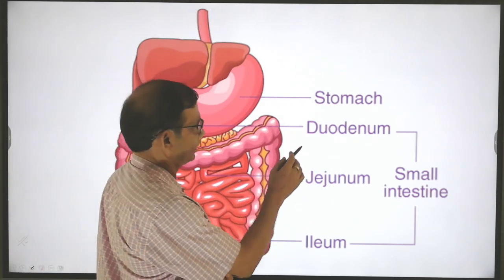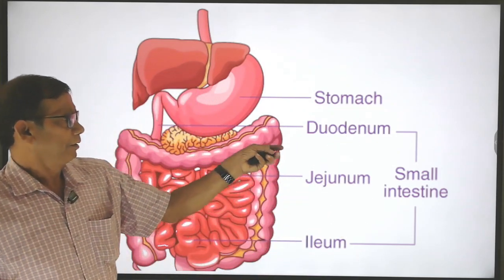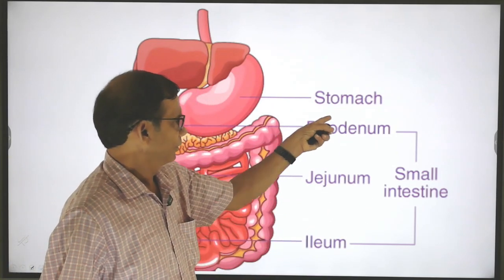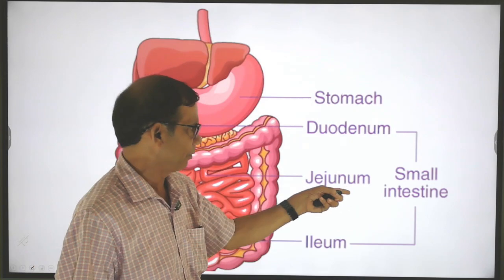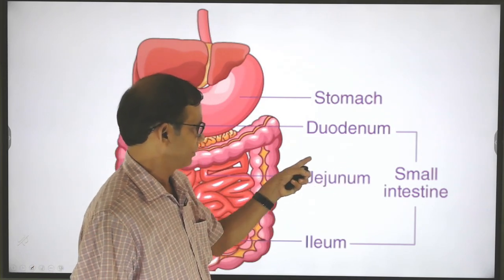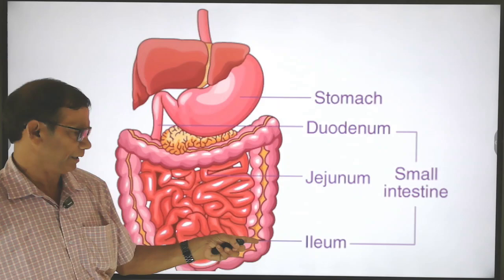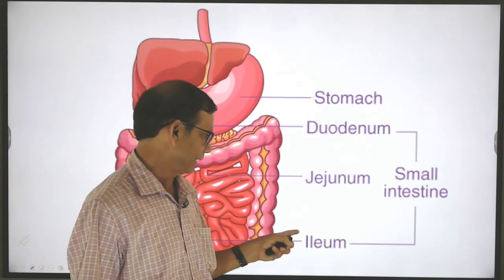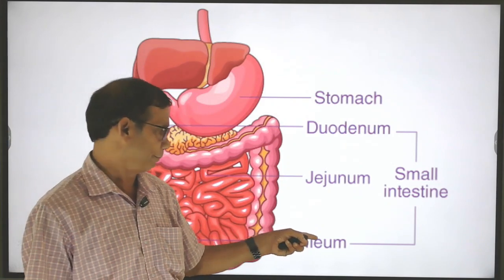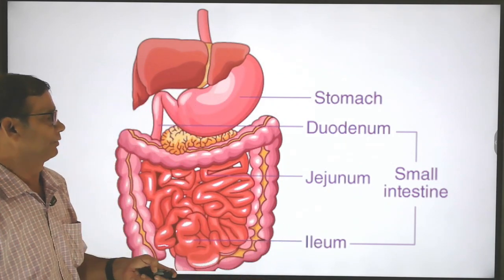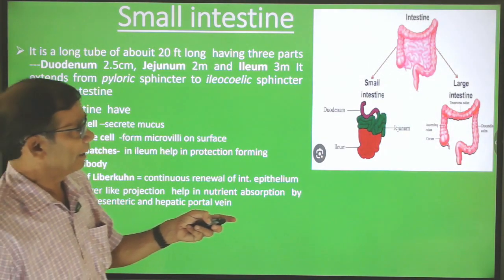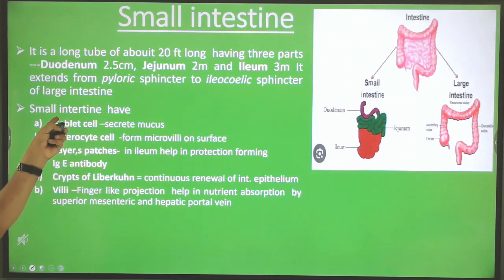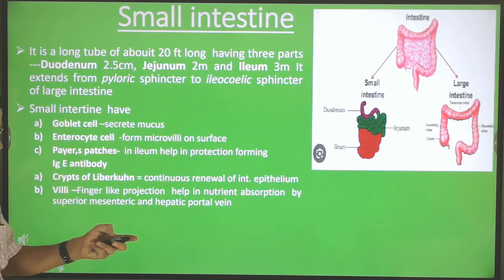In the case of the duodenum, particularly lipid digestion occurs. After this, in the jejunum also a small part of the last part of digestion occurs, and the ileum, although some digestion occurs there, is mainly for absorption purposes. The ileum has various types of cells called goblet cell, enterocyte cell, Peyer's patches, crypts of Lieberkuhn, and villi.